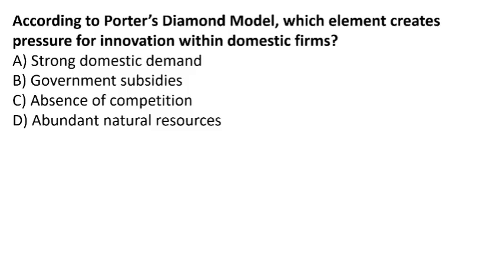So this is the first question on your screen. You can see, according to Porter's diamond model, which element creates a pressure for innovation within domestic firms? So we have discussed the Porter's diamond model. What is it and what is the name of that diamond model? Okay. So option A, strong domestic demand. B, governmental subsidies. C, absence of competition. And D, abundant natural resources.